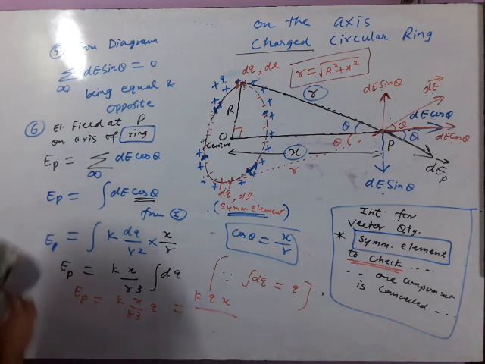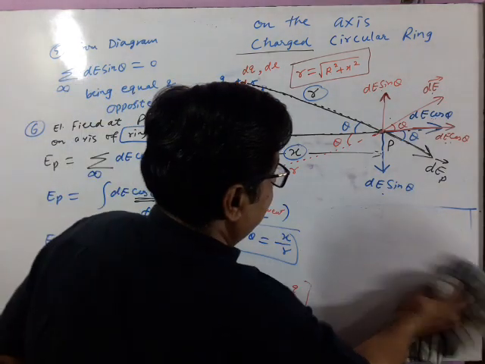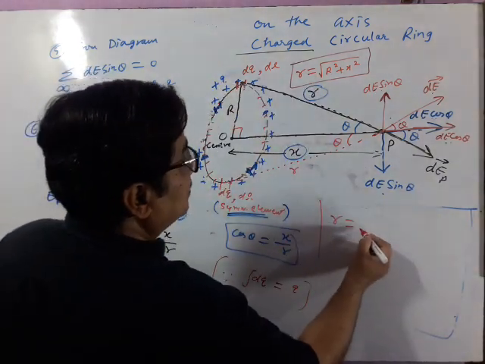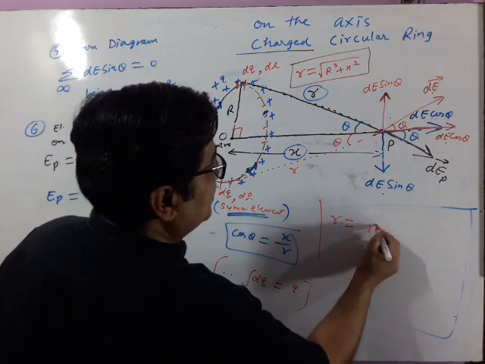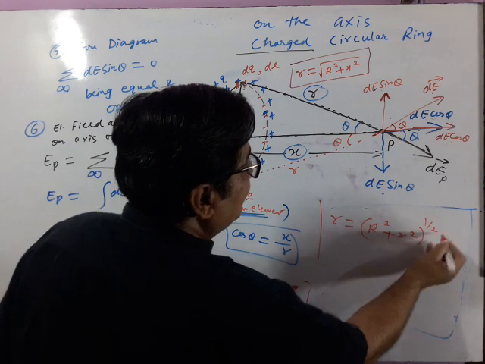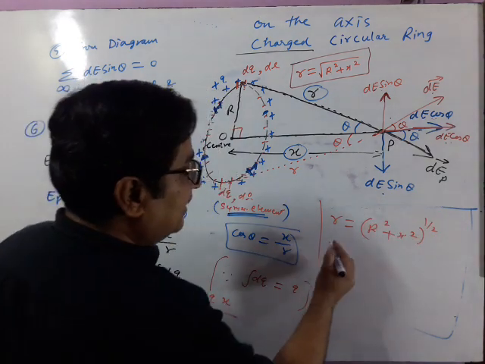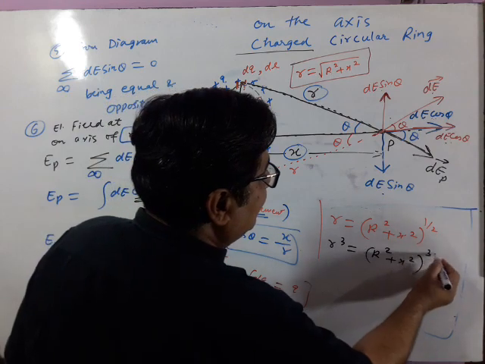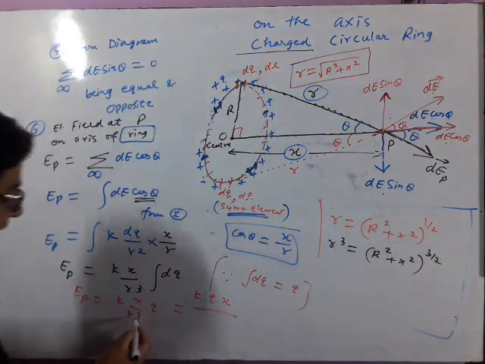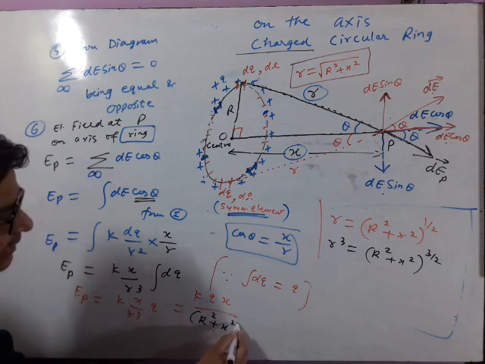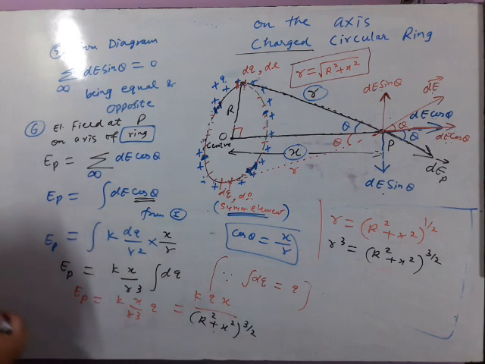See, what is r? You know, this was r. r equals capital R square plus x square, whole root. Root means whole power 1 by 2. Now cubing both sides, r cube will be R square plus x square whole power 3 by 2. So you will write in place of r cube, R square plus x square whole power 3 by 2.